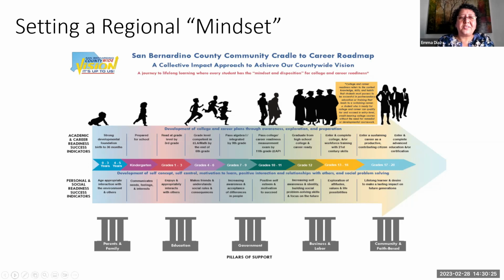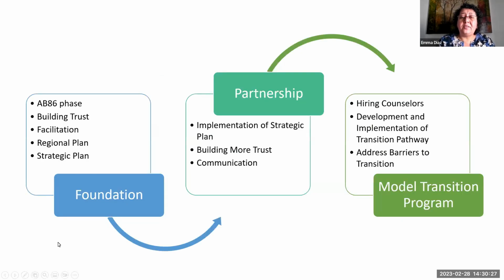I'll go to the next slide, please. So we took that, and I'll talk about the structure. These are kind of the 3 phases or 3 different areas that I'll share information on. The first one was building that foundation. This is where we had the AB 86 phase.